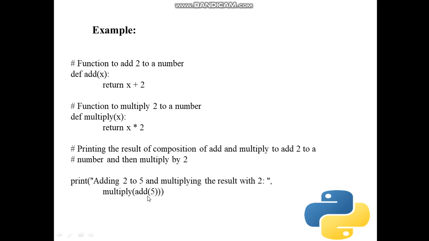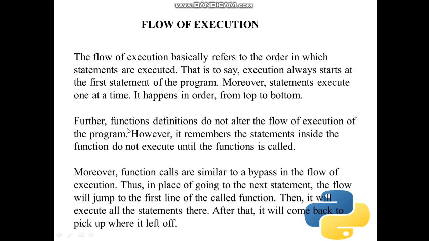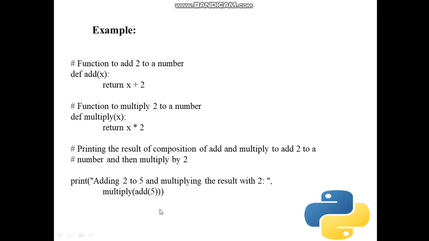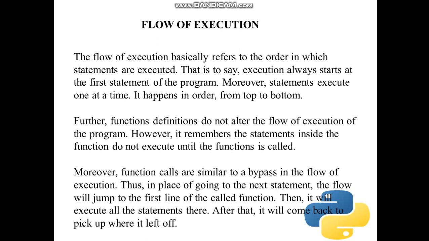See, we will write multiply(add(5)). So that means add 5. This function will call this add function. It will return x plus 2. That means it will add 5 plus 2, 7, and it will go to the multiply function. Then multiply will multiply it by 2. Correct? So we are passing 7 and it will multiply it by 2. So my output is going to be 14. Clear? This is called function composition.